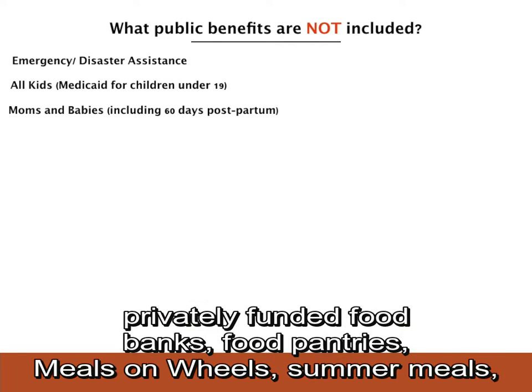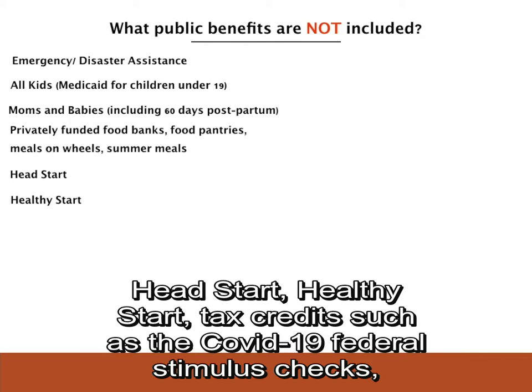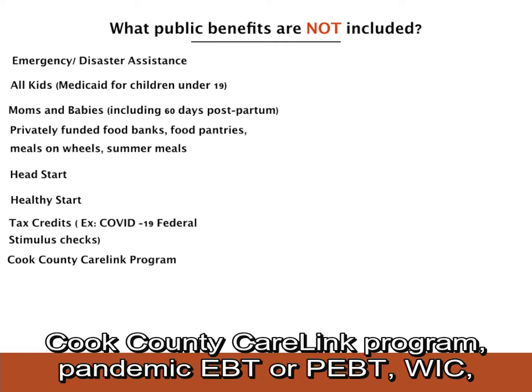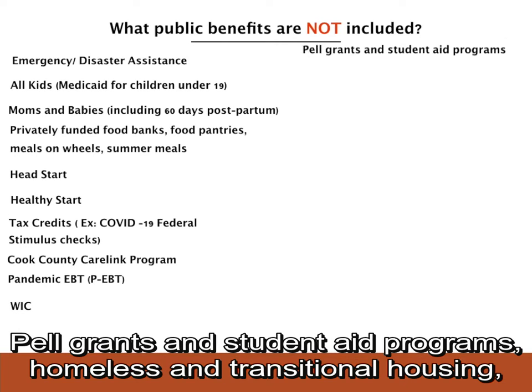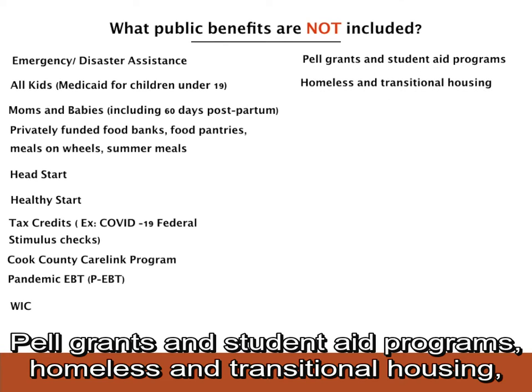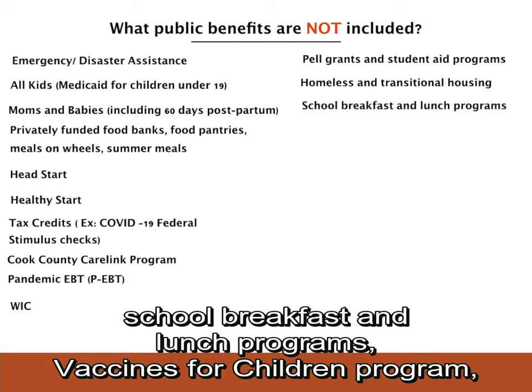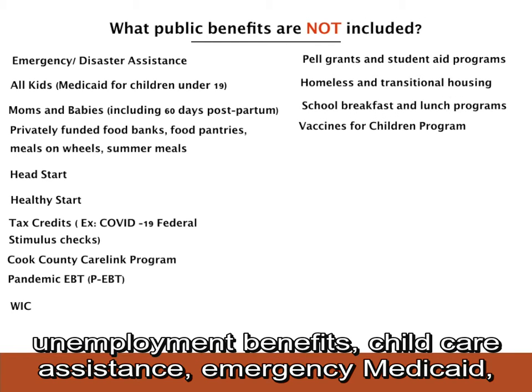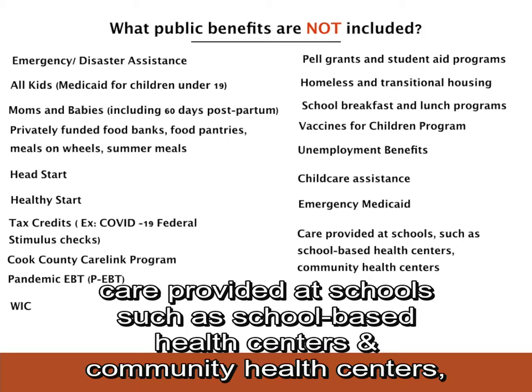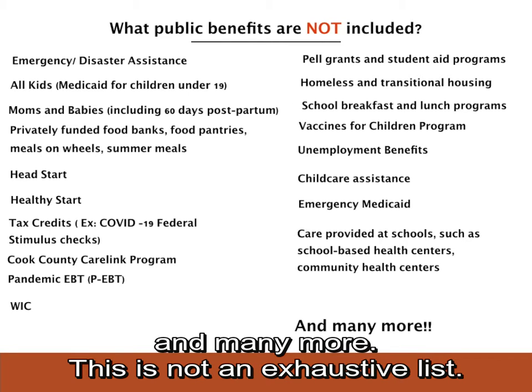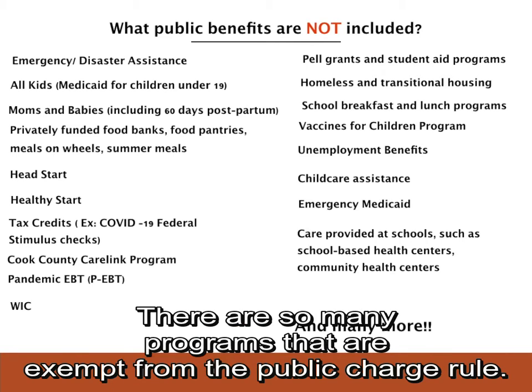Moms and Babies, Privately Funded Food Banks, Food Pantries, Meals on Wheels, Summer Meals, Head Start, Healthy Start, Tax Credits, such as the COVID-19 Federal Stimulus Checks, Cook County CareLink Program, Pandemic EBT or PEBT, WIC, Pell Grants and Student Aid Programs, Homeless and Transitional Housing, School Breakfast and Lunch Programs, Vaccines for Children Program, Unemployment Benefits, Child Care Assistance, Emergency Medicaid, Care Provided at Schools such as School-Based Health Centers and Community Health Centers, and many more. This is not an exhaustive list. There are still many programs that are exempt from the public charge rule.